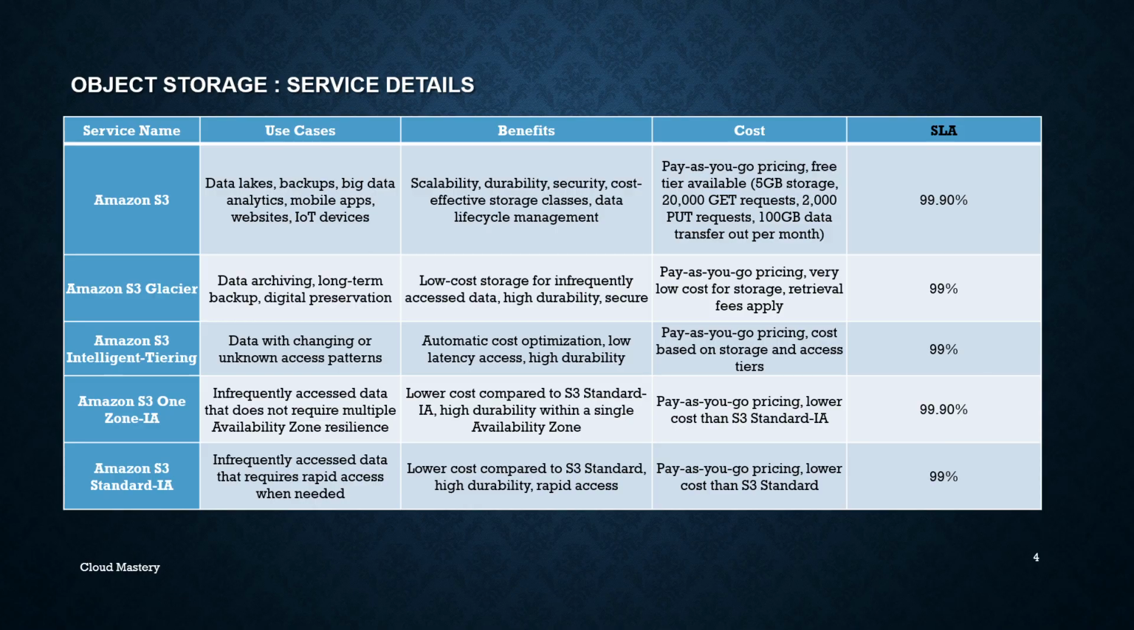Then we'll talk about Intelligent Tiering. This is a very new feature from S3, from the last 2 to 3 years, and it changes based on your access patterns. This feature identifies what patterns we are following in the data and then takes the call, so it is automatic cost optimization. It has the benefit of very low latency, it is also pay as you go pricing, and we have a 99% SLA.